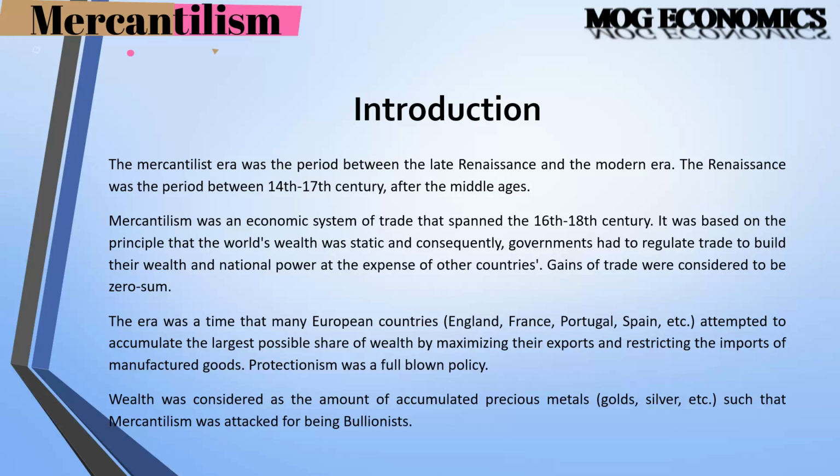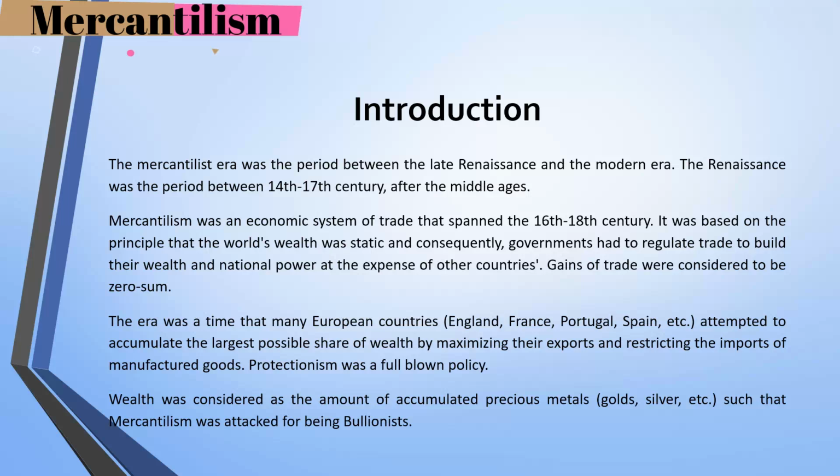So I've put these things here because I don't know the students of what school you might belong to, and there might be objective questions that you may have to answer concerning these dates. So these two dates are correct. If you have between late Renaissance and modern era, it's correct. If you have it as the period between 14th to 17th century after the Middle Ages, you are correct. And then if you have the exact date, which is 16th to 18th century, you are also correct. So here it says that mercantilism was an economic system of trade that spanned 16th to 18th century. So it's just basically a time in human history where, like I mentioned earlier, emphasis was placed on international trade. You understand? So let's keep reading.